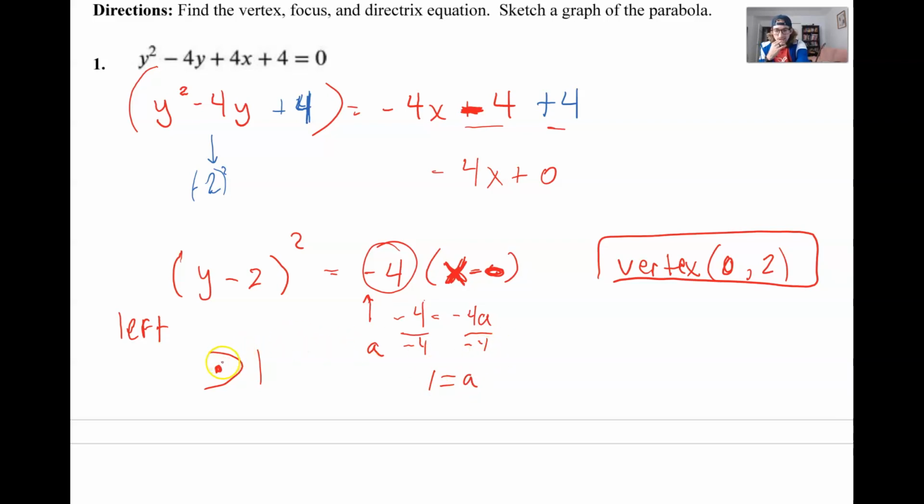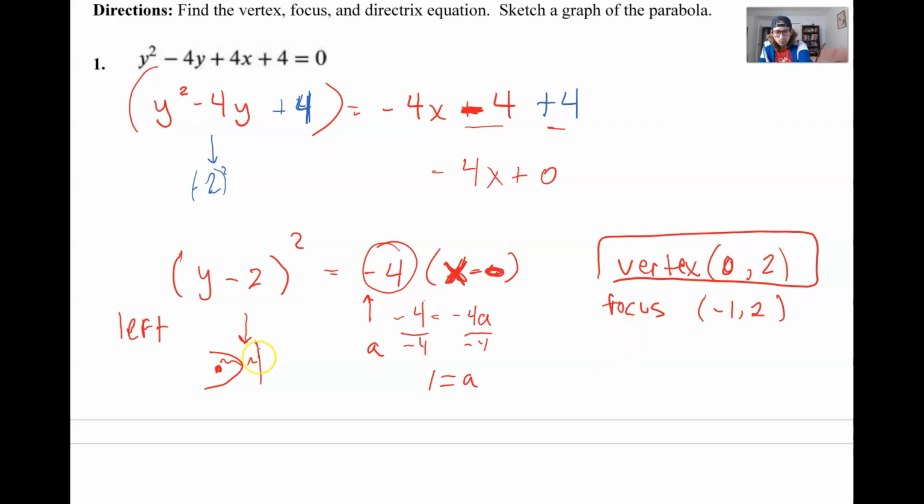So that means this distance right here is 1, this distance right there is 1. Sorry, I'm drawing on my awful sketch down in the bottom there. If our focus is to the left, we take our vertex and move that point 1 to the left, which would make it at -1, 2.